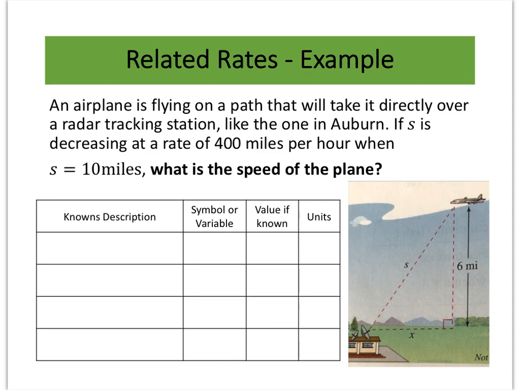So we've got a lot of things happening here. I'm going to pay special attention that we have a variable S, we have a rate, and we know a value for S. So I'm first going to decide that this is something that is important and known. And we want to know the speed of the plane. I wonder where that shows up in this picture, and I suppose we'll get back to it in a moment. S is decreasing at a rate of 400 miles per hour.